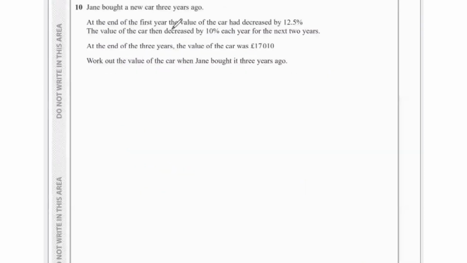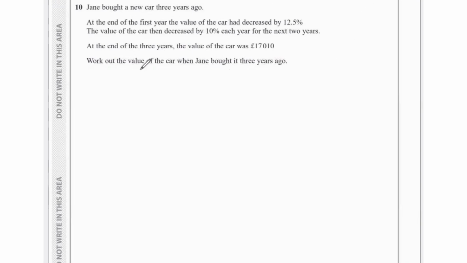This question says that Jane bought a new car 3 years ago. At the end of the first year, the value of the car had decreased by 12.5%. The value of the car then decreased by 10% each year for the next 2 years. At the end of 3 years, the value of the car was £17,010. Work out the value of the car when Jane bought it 3 years ago.